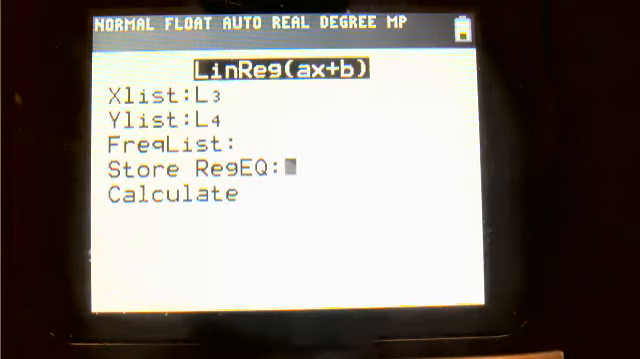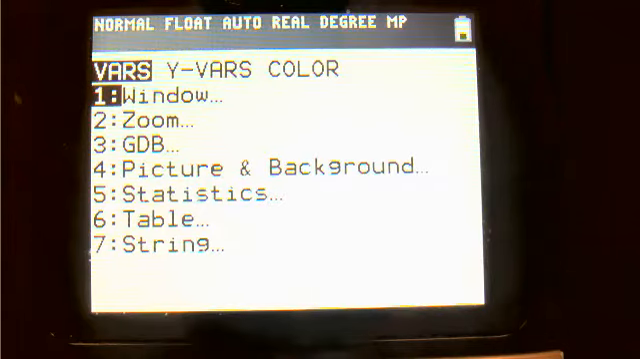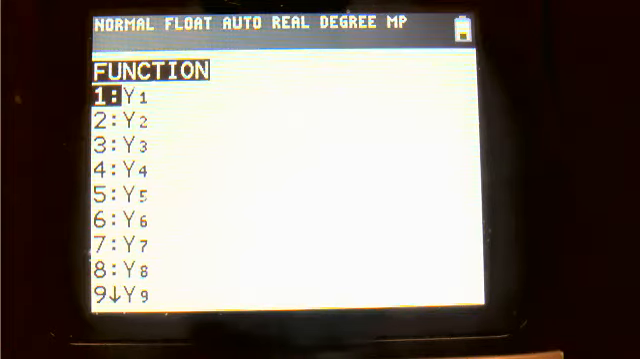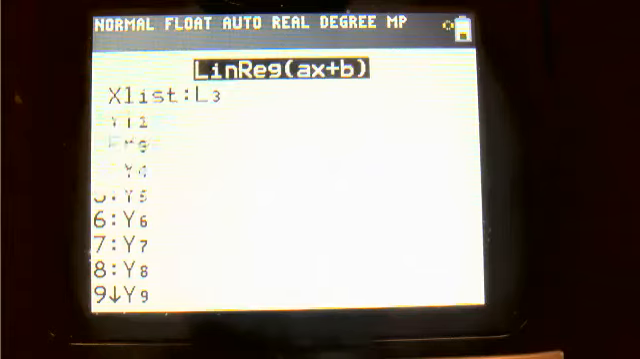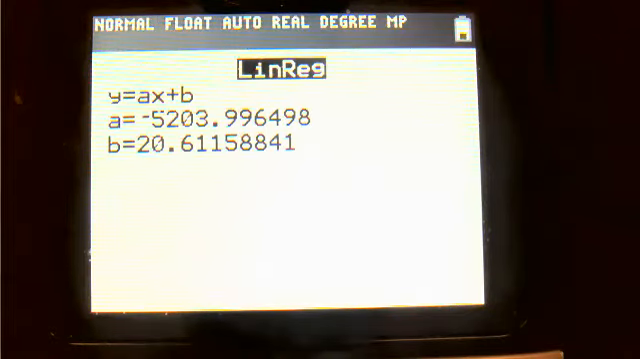Now I tell it to store the equation as function y1, right? How do I do that? This is where we go to the variables, the vars, then the y vars, and function. Then we choose functions. You could use any of these. If you already had an equation in y1 and you didn't want to lose it, then you'd say y2. That's why you can do different ones. For us, we don't usually care about old equations, so we'll just say y1 and calculate. Does anybody have the older calculator and want me to do that one?